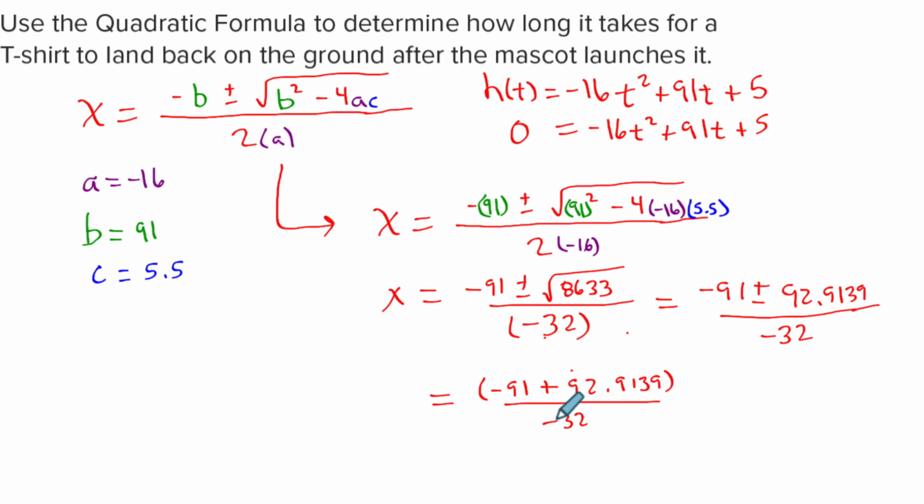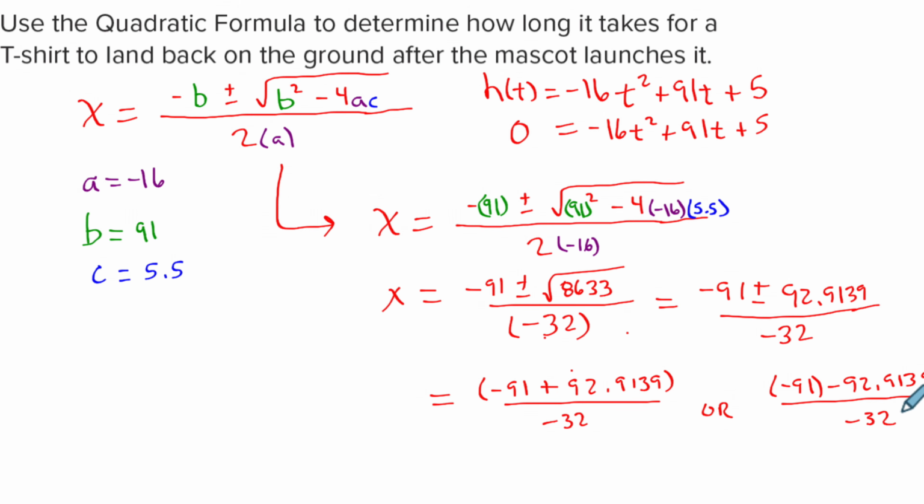By the way, where'd that negative 32 come from? It was 2 times a, right? All right, we're good. That's one answer, or it's negative 91 minus that 92.9139. I think that was right, all over negative 32.